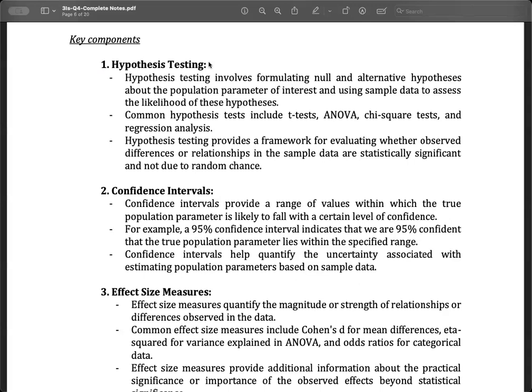So these are only related, or you can only come up with hypotheses, only for inferential questions. And remember that all inferential analysis requires hypothesis. So that is our main mantra for this discussion: all inferential analysis requires hypothesis, right? So hypothesis testing involves formulating a null and alternative hypothesis about a population parameter or a variable of interest and using the sample data to assess the likelihood of these hypotheses.